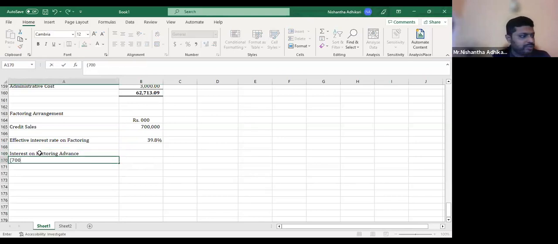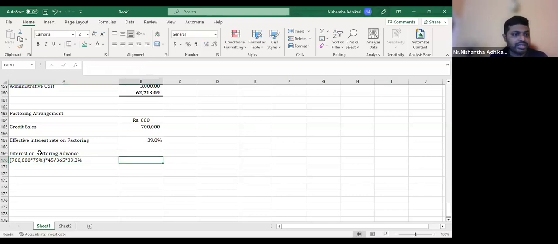You have 700 million, right? That is equal to 700,000. Out of that, 75% advance will be provided. You can't take 700 million to 75%, then multiply it by 39.8. Remember, this is the annual credit sales. Out of that, you will collect these debtors in 45 days, out of 365, right? Then you need to charge 39.8% as interest. This is how you will work out the interest cost.